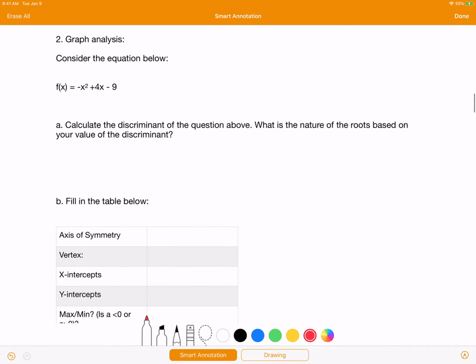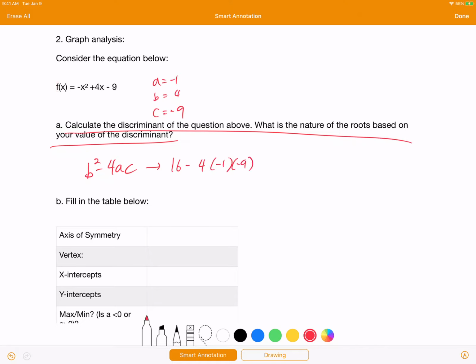Okay, moving right onwards, calculate the discriminant of the equation above. What is the nature of the roots based on your value of the discriminant? So the discriminant is b squared minus 4ac. Alright, so now I want to plug that in. Where a value is negative 1, b value is 4, c value is negative 9. So if I plug those in, 16 minus 4 times negative 1 times negative 9, this would give me 16, I believe, minus 36, which is negative 20. So I will have 2 imaginary or 0 real roots.